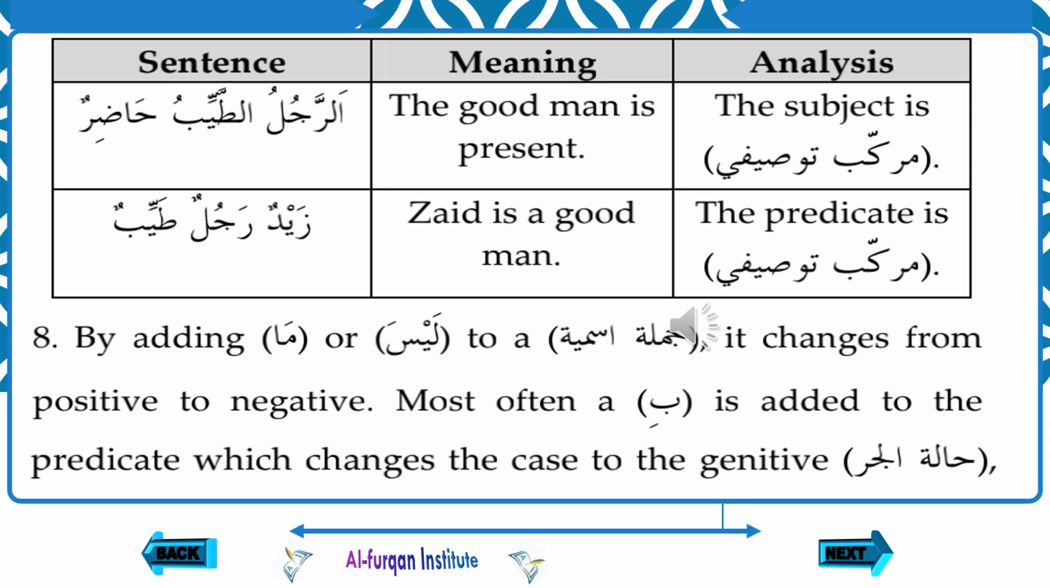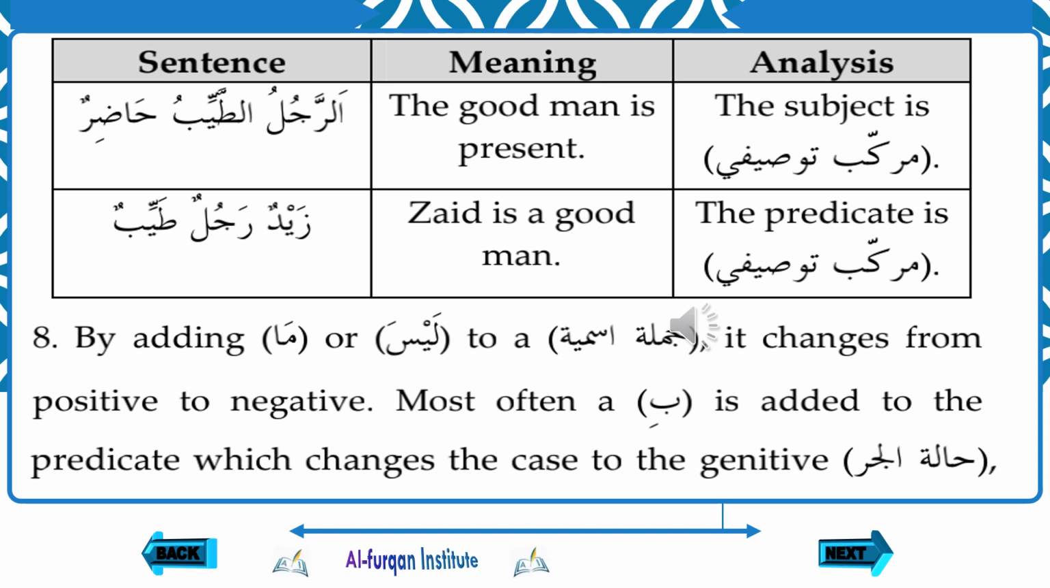So notice something here. The compound part can occur in either the subject or the predicate. As in the case of the first example, where the subject is compound, and the second example, where the predicate is compound.